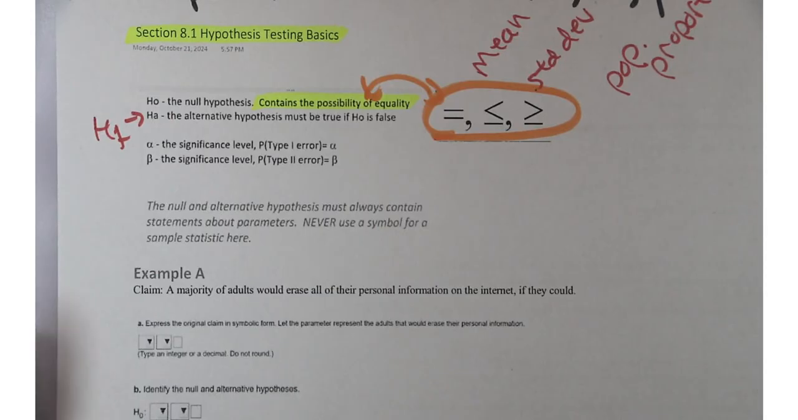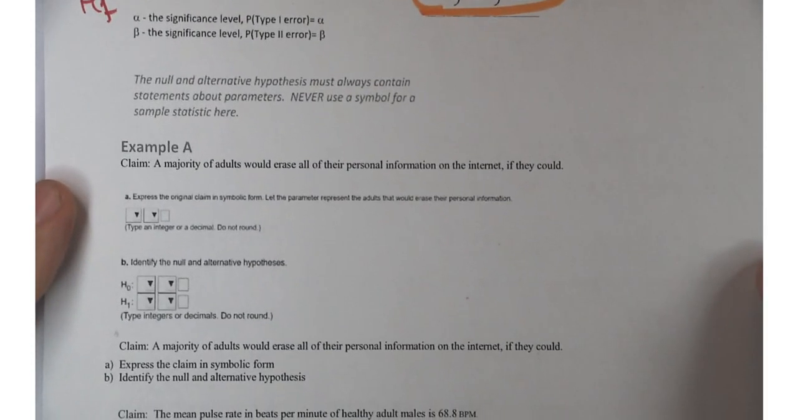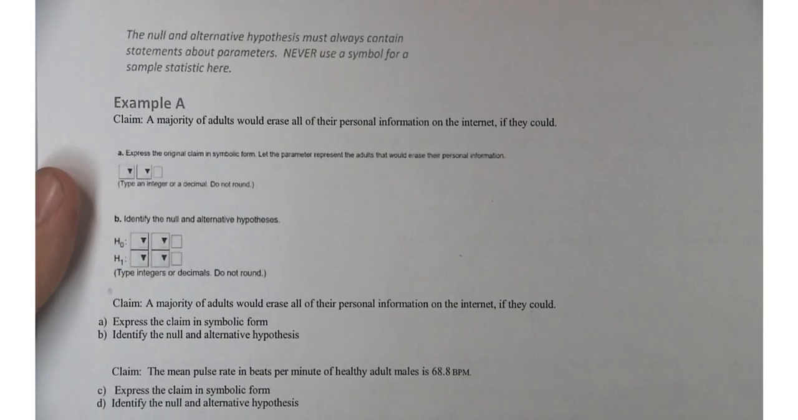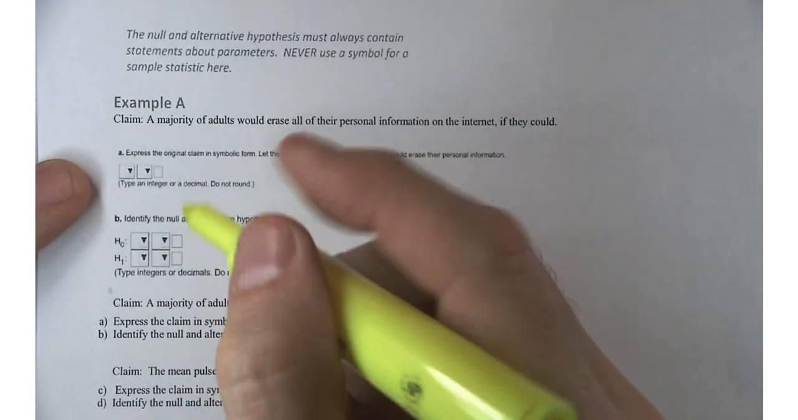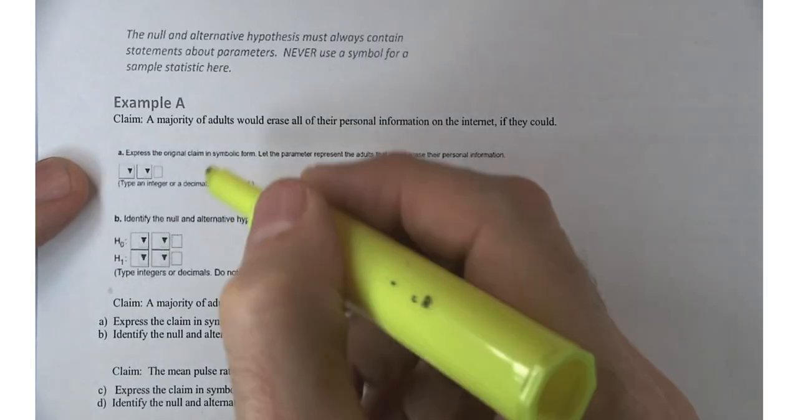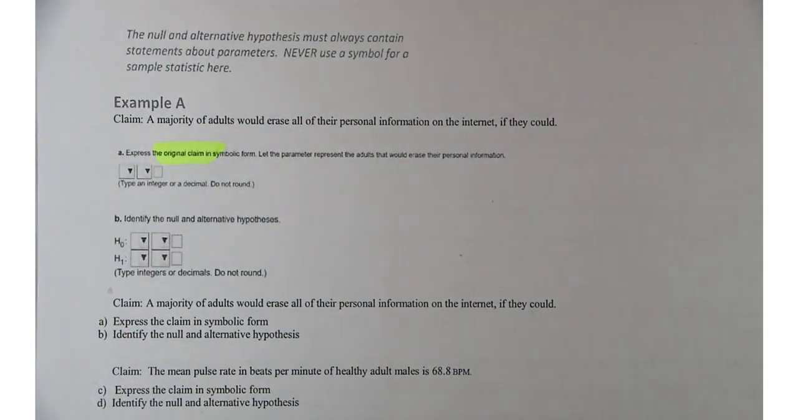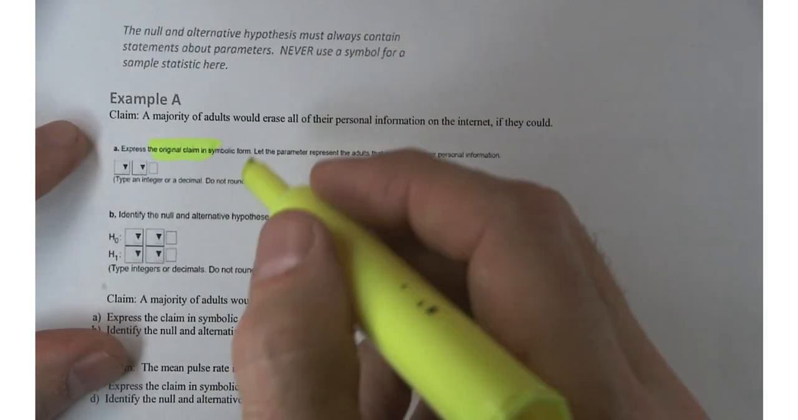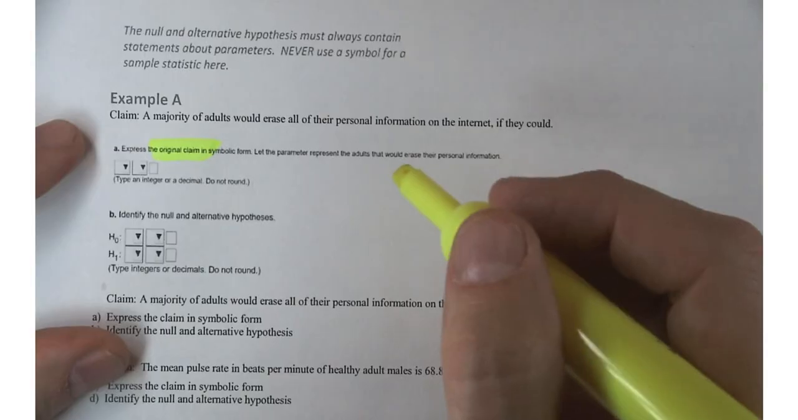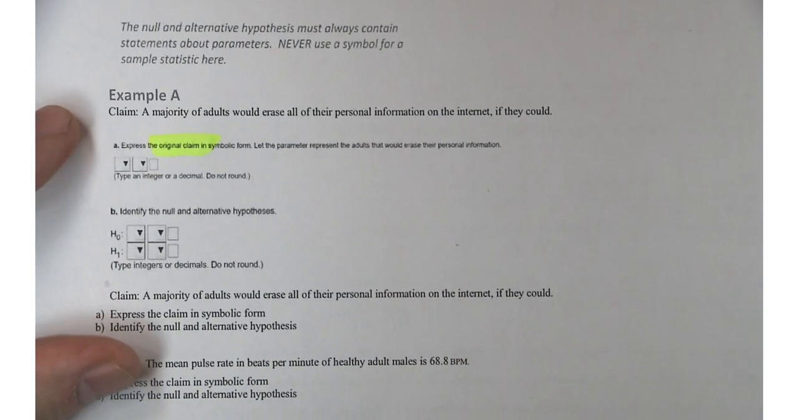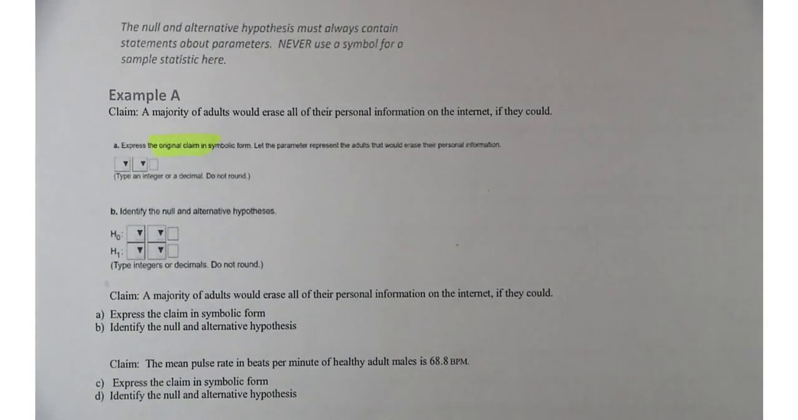And our first example here, example A, kind of matches a little bit of what you're going to see in the homework. You have these little drop-down menus, and it asks you to express the original claim. So the original claim in this one, there we go. Original claim. Well, that's going to go back to what we have up here. A majority of adults would erase all their personal information on the internet if they could.